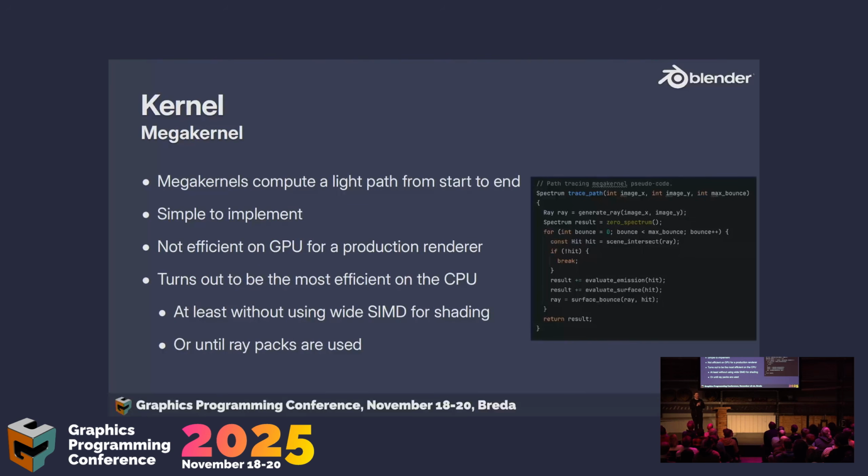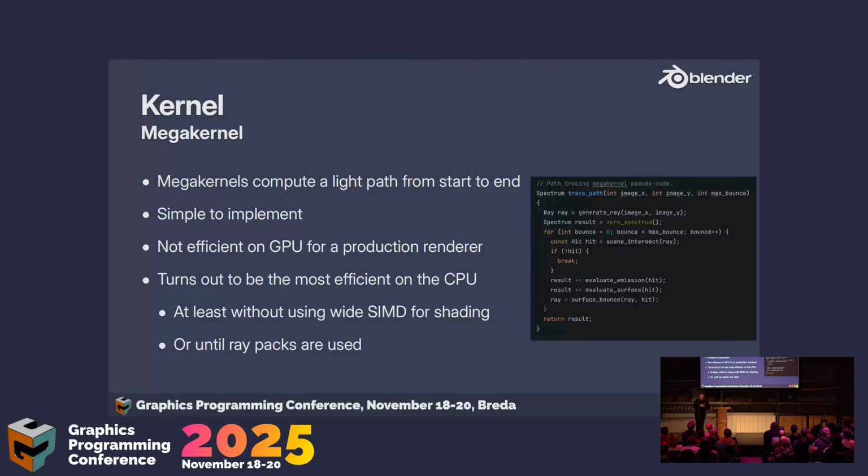When it comes to implementing the actual kernel logic, one of the most naive and simplest-to-understand approaches is what's called the Megakernel. It's where the path is simulated from its beginning to the very end, starting from generating the camera ray, then going through all the bounces by finding the next intersection, doing shading, doing emission accumulation, things like that.